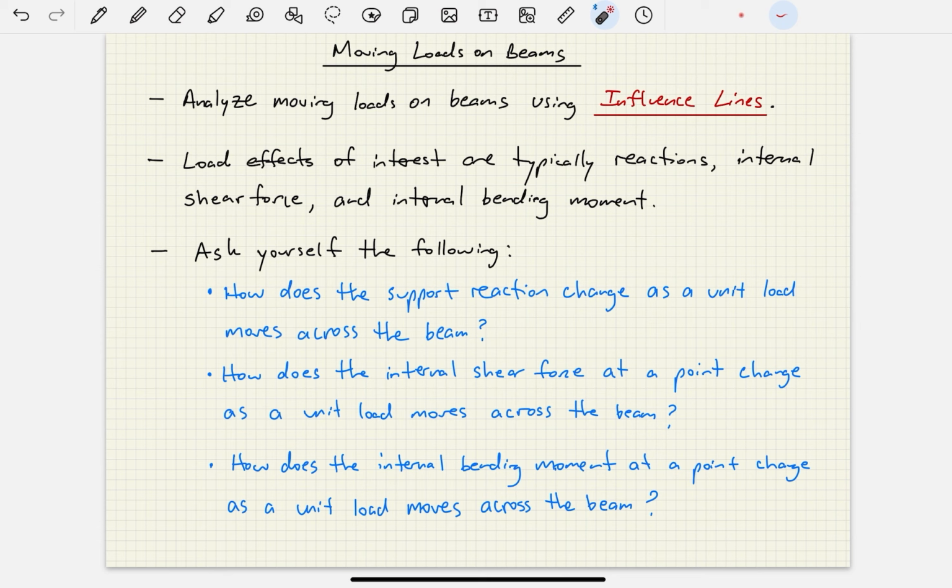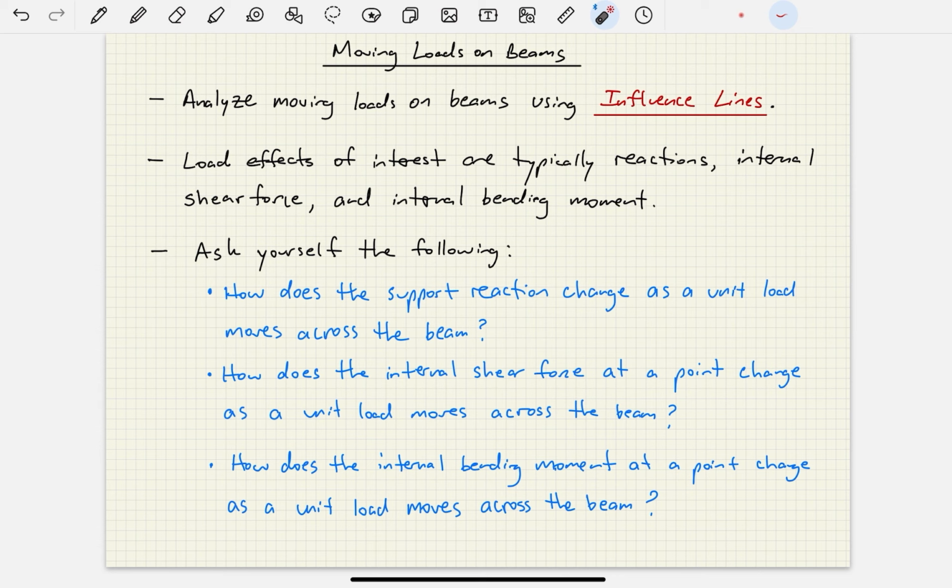Well, an influence line shows the variation of some kind of load effect as a moving load moves across the system. Specifically, it's a dimensionless unit moving load moving across the system. So if you're a little rusty on that, go back and check out one of my previous videos where we dive into the generic background information on influence lines, okay?